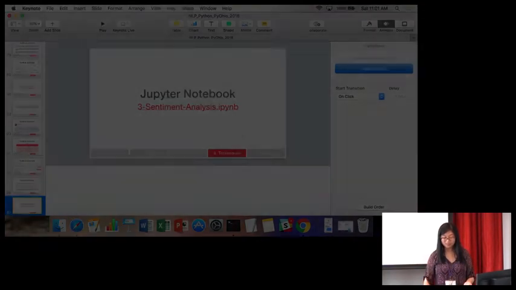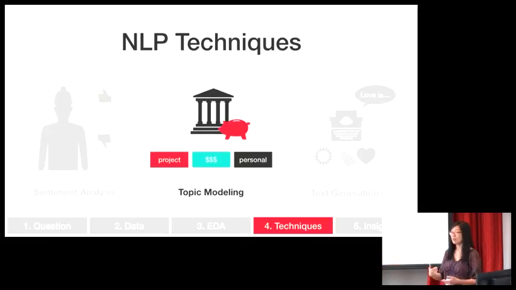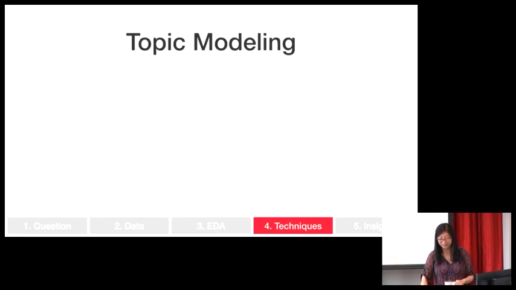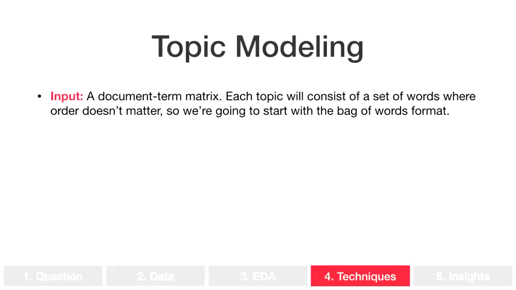All right, so that was sentiment analysis. So the next thing I want to talk about is topic modeling. This is probably the most complex thing we'll talk about today, but I'll try my best to explain the idea. The input into topic modeling is a document term matrix because order doesn't matter here. With topic modeling, we have all these documents and we want to see what topics are being said in them. We don't really care about the order of the words. We just want to know what's the bag of words that's in each topic.